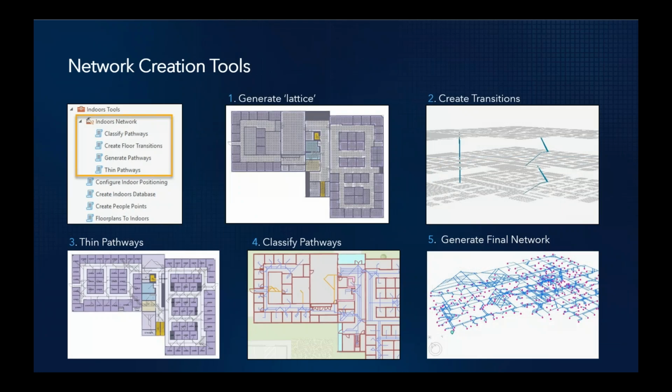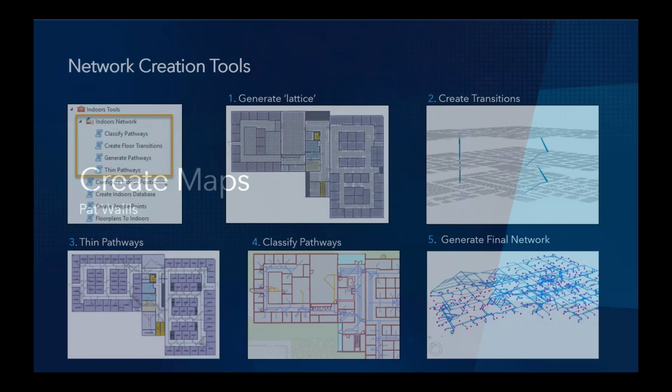Next, we're ready to create the network, because you create that from your core indoor features as well as your points of interest. So first, you will generate a dense lattice, and then we'll create transitions connecting the lattice between different floors. Then we'll thin the lattice out with the Thin Pathways tool, and using the Classify Pathways tool, we can optimize the routing result, and then we're ready to generate the final network.